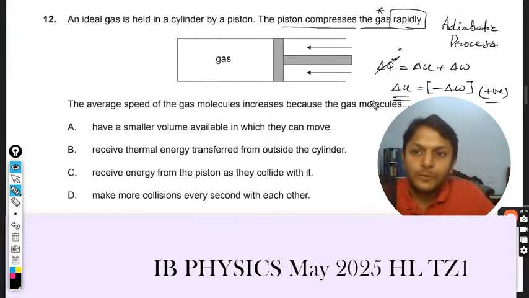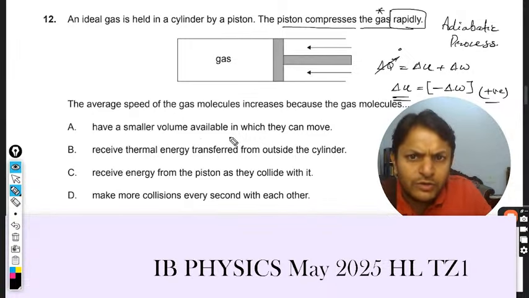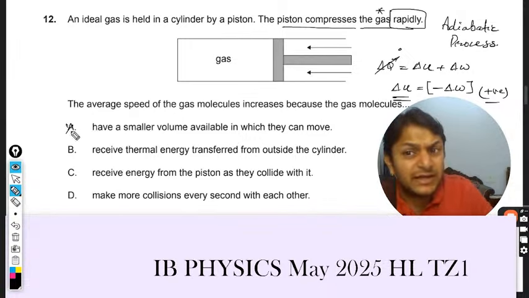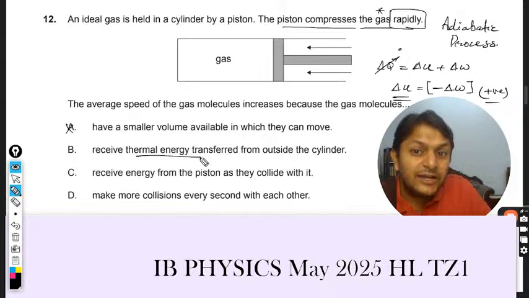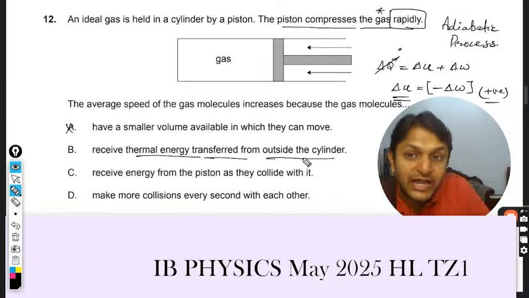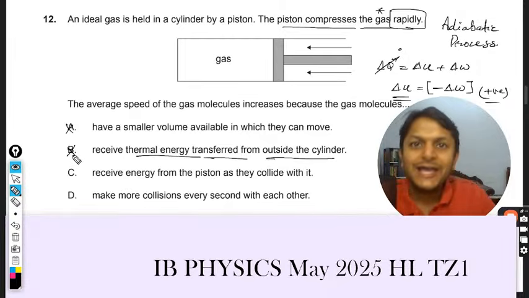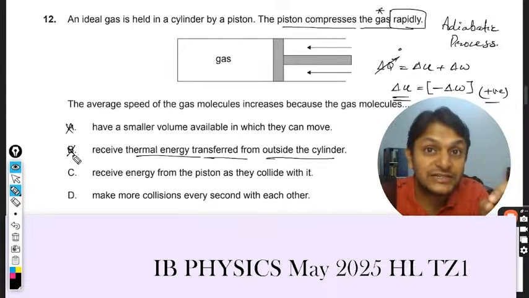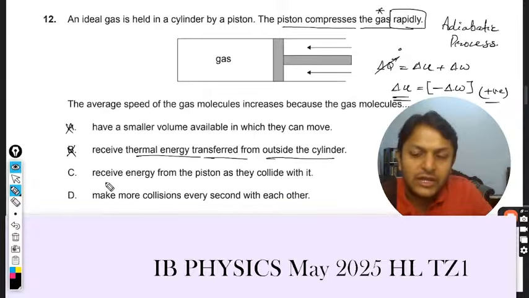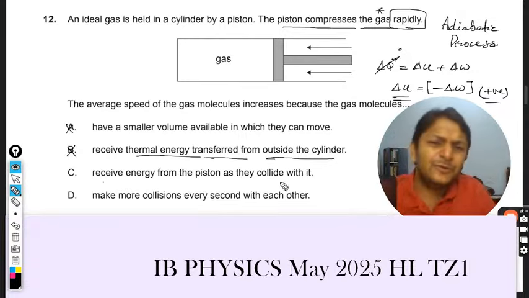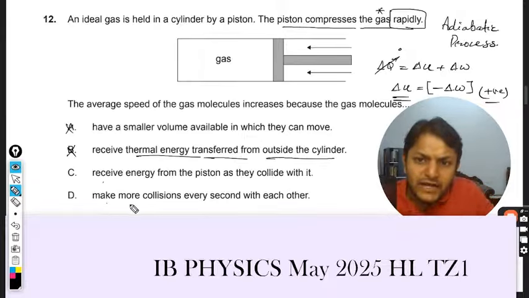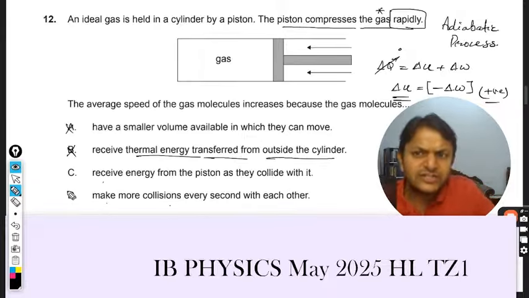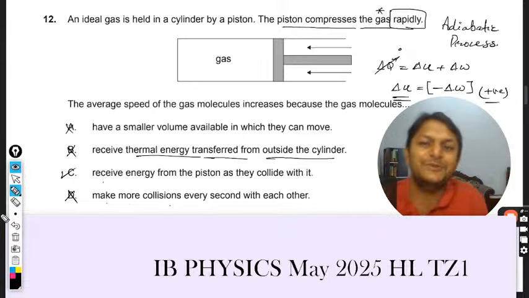Now we are moving into the options. Have a smaller volume available in which they can move. That doesn't make any sense. Receives thermal energy transferred from outside. No. Why? Because it will behave as an adiabatic process because the process is rapid. So that is not going to happen. Receive energy from the piston as they collide with it. I don't believe so. And make more collisions every second with each other. No. Absolutely C will be the correct answer.